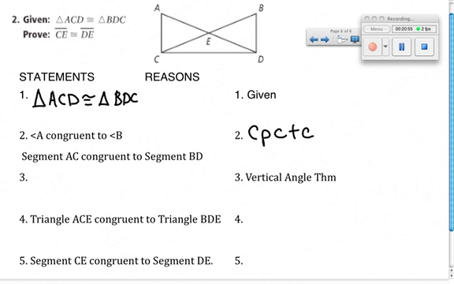Which vertical angles are congruent up here? Taylor, right? Got this. Right. Got that?